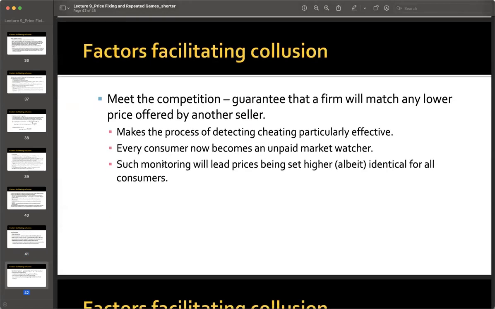Meet the competition guarantee. It's a guarantee that a firm will match any lower price offered by another seller. So it makes the process of detecting cheating particularly effective, because people will report to you if other firms have a lower price. Every consumer now becomes an unpaid market watcher. Such monitoring will lead prices to be set higher and identical for all consumers.